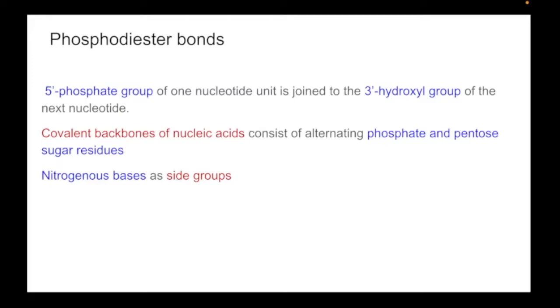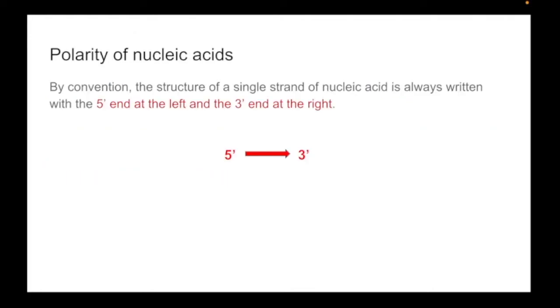The covalent backbones of nucleic acids are made up of phosphate and sugar residues. Nitrogenous bases form the side groups. By convention, nucleic acids or oligonucleotides are always written in 5' to 3' direction. The 5' end is written at the left side and the 3' end is written at the right side.